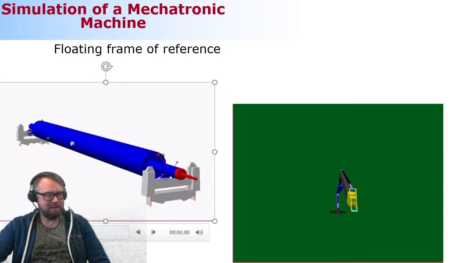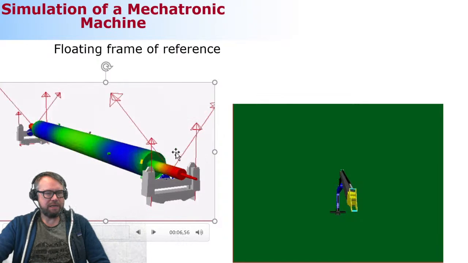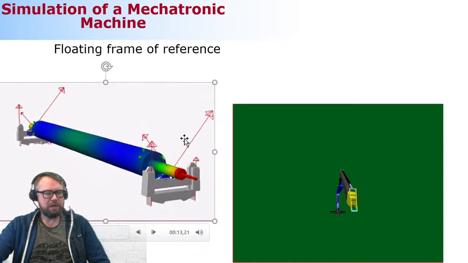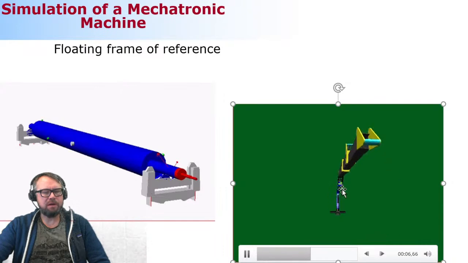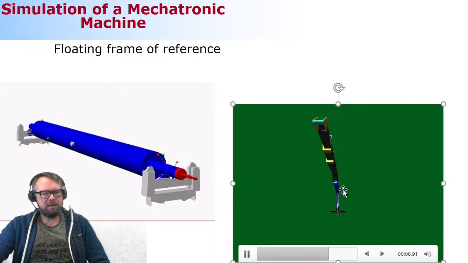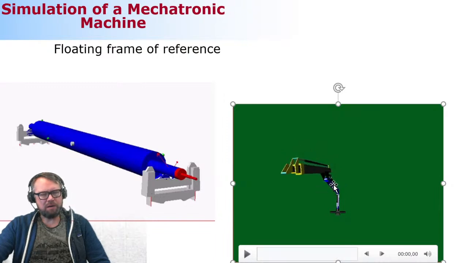So here are a few examples of flexible bodies. This is a flexible shaft that is rotating, and due to the unevenly distributed flexibility, the supporting forces are fluctuating quite heavily. Here's a hydraulically driven crane, which is modeled as a flexible body. The lift arm and the swing arm, which are not clearly visible but kind of showing here, are the ones that are modeled as flexible bodies.